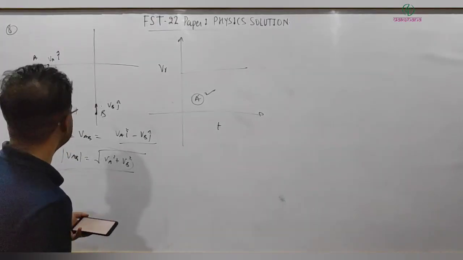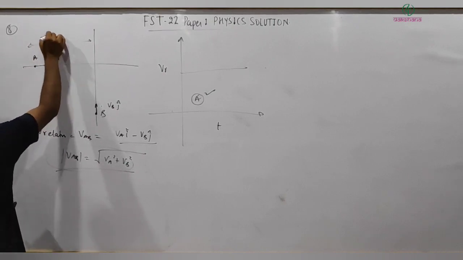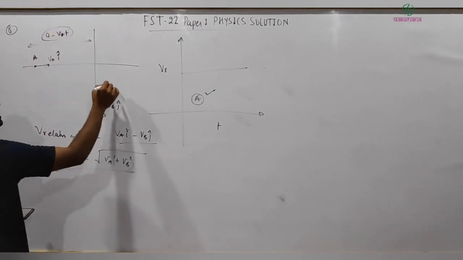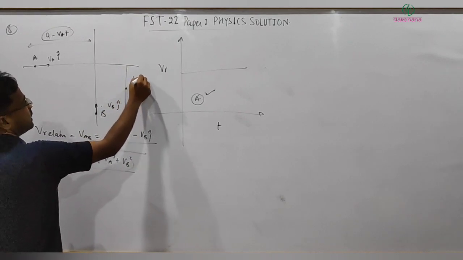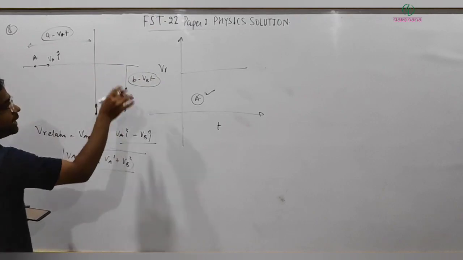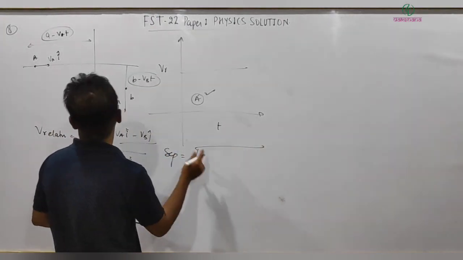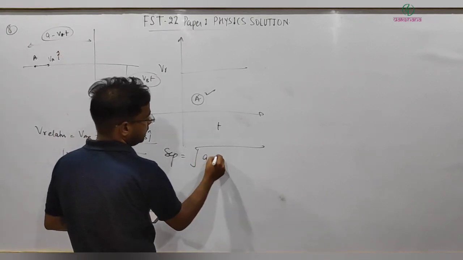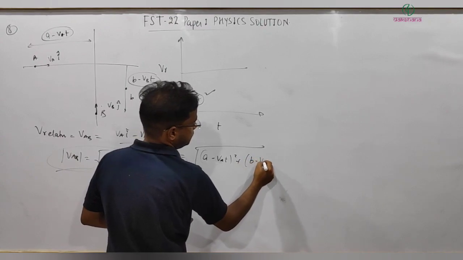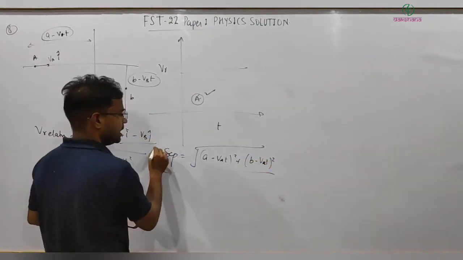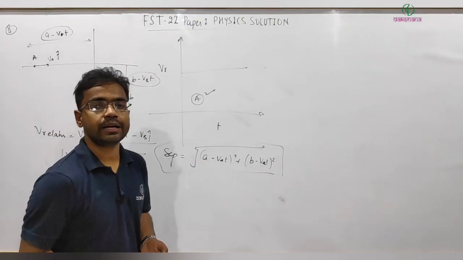Then next it comes to separation. If I take, let's say, A at time t, its position will be A minus VA into t. Similarly for B, at time t it will be B minus VB into t. Now if I write the separation as a function of time, it will be the square root of A minus VA into t whole square plus B minus VB into t whole square. So this will not be a straight line because we are not getting a linear relation.